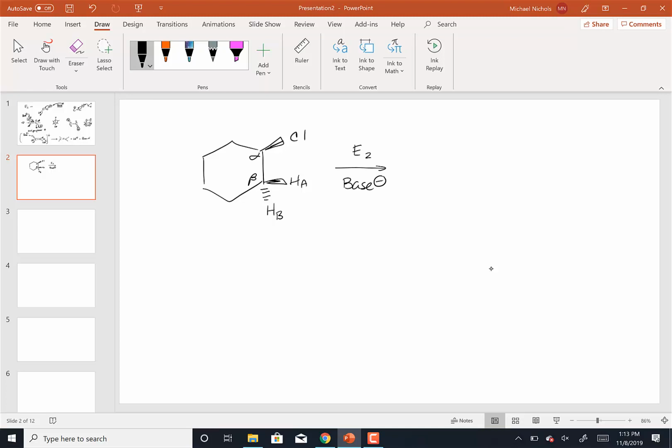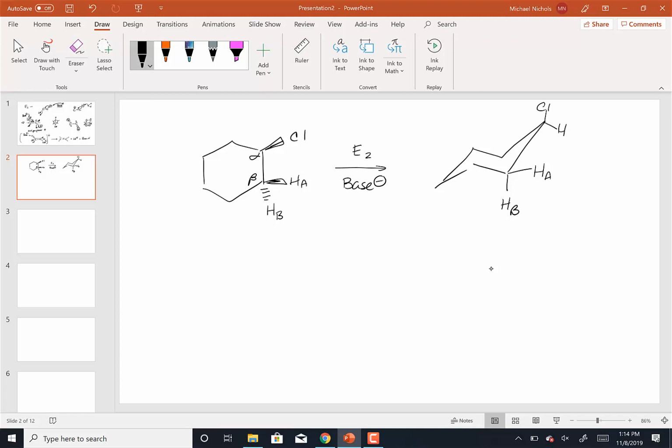Well, if I put this into a chair conformation, and I ask, okay, up here, where does the chlorine go, axial or equatorial? If my viewpoint is above the ring, the chlorine should go where? It should go axial, and then down here, HA is above the ring and HB is below the ring.